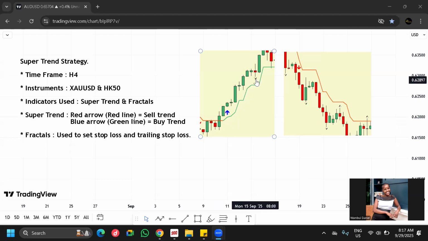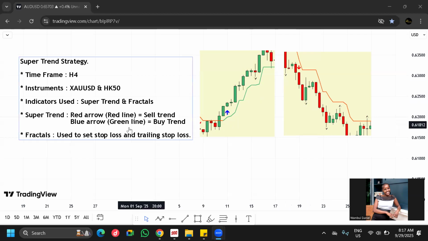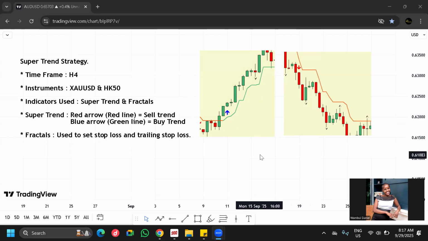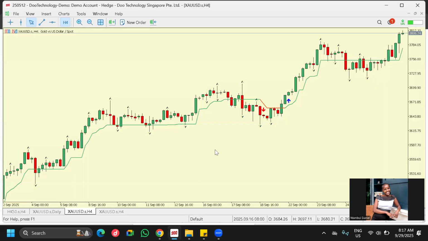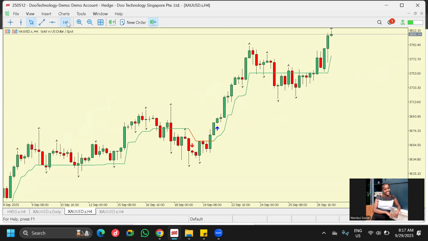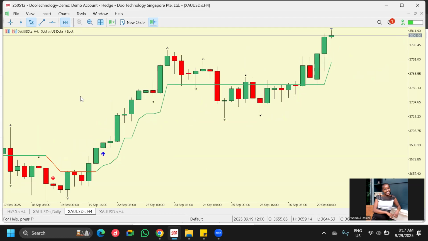The fractals are these small arrows. They look like arrows, but very tiny. And we're going to use them to set stop loss and trailing stop loss. So I'm just going to explain to you. It's not very complicated. You just have to practice over and over again. So let's go to the chart. So how do I use it? So let me make it bigger.